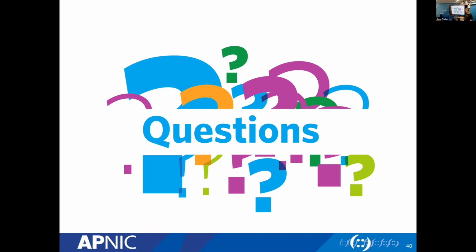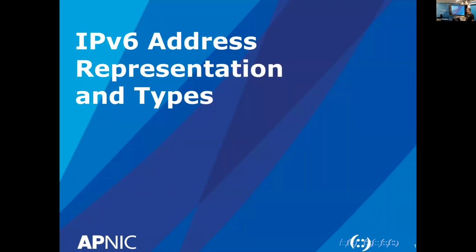Okay. So that's the overview on the protocol. Next place we're going to go is, let's talk about our addressing and our representation. So we already know that V6 is 128 bits. V4 is 32 bits. So that's a fairly big difference in terms of address space.